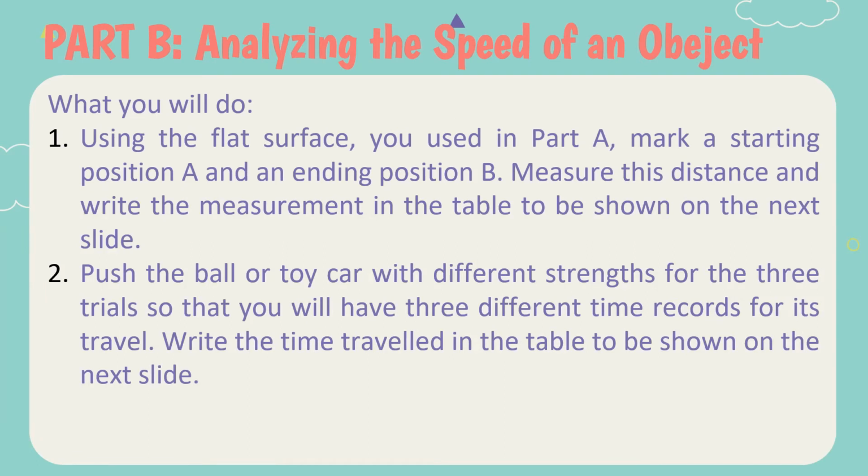Part B. Analyzing the speed of an object. What you will do: 1. Using the flat surface you used in Part A, mark a starting position A and an ending position B. Measure this distance and write the measurement in the table to be shown on the next slide. 2. Push the ball or toy car with different strengths for the 3 trials so that you will have 3 different time records for its travel. Write the time traveled in the table to be shown on the next slide.